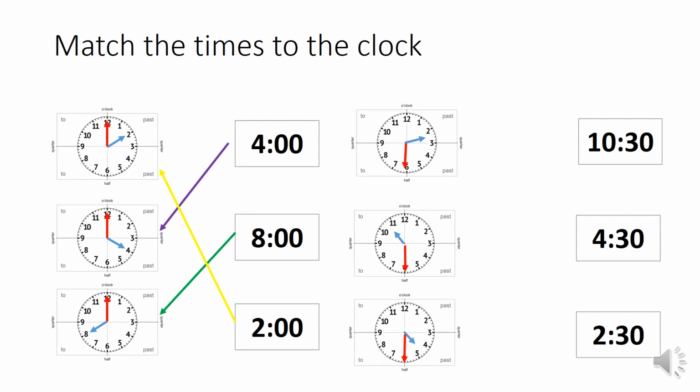This is 2 o'clock. On the right hand side, 10:30 is the middle time. We can see this because the blue hand has gone past the 10. The minute hand is at half past 10, 10:30. 4:30 is at the bottom, and 2:30 is the time at the top.